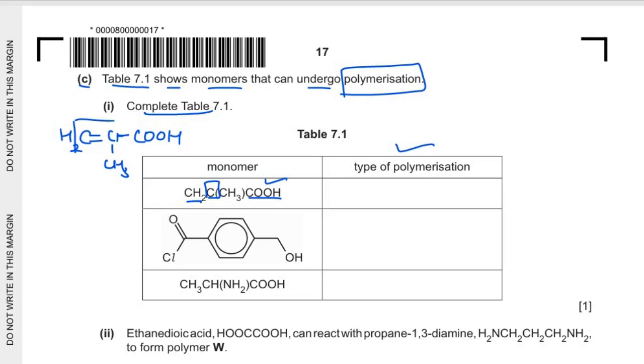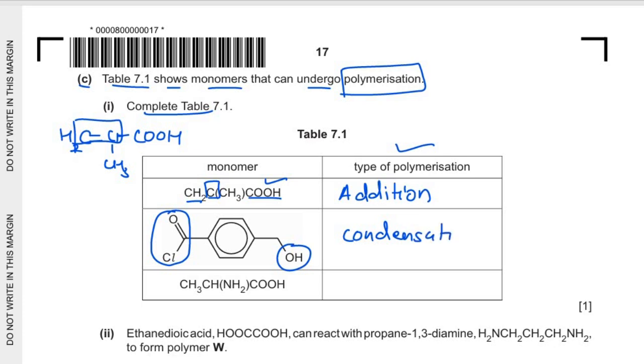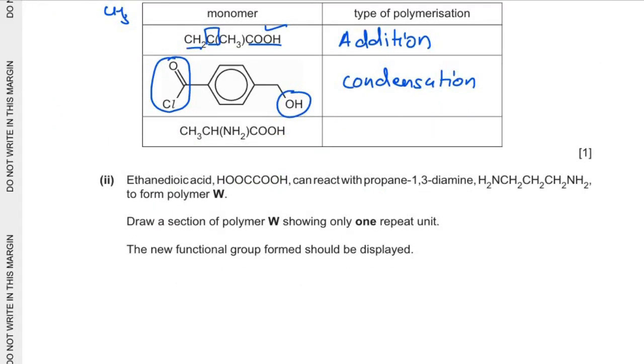Now if there is a C double bond C group here, that's going to make an addition polymerization, because a double bond forms an addition polymer. So type of polymerization is an addition polymerization. With the second part here, we can say that there is an acyl group or carboxylic group and the alcohol group that's going to make a polyester kind of polymer, and that is the condensation polymer, because a small molecule is eliminated out, joining the monomers together.